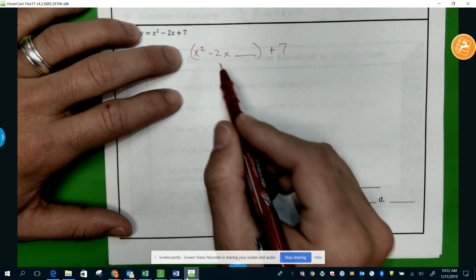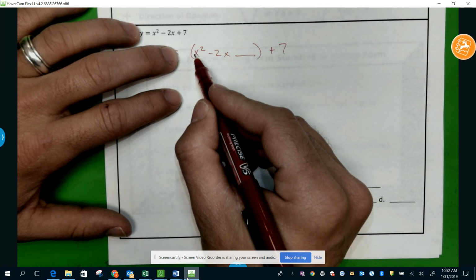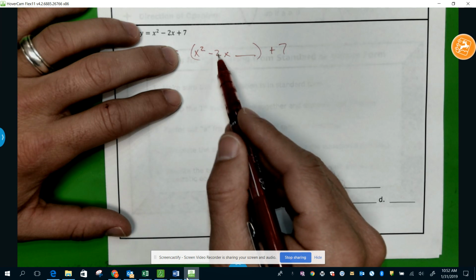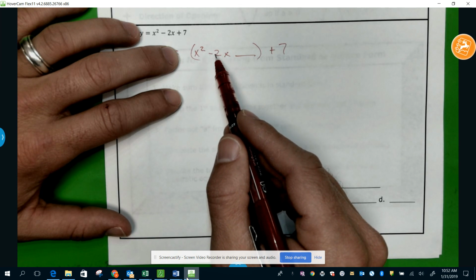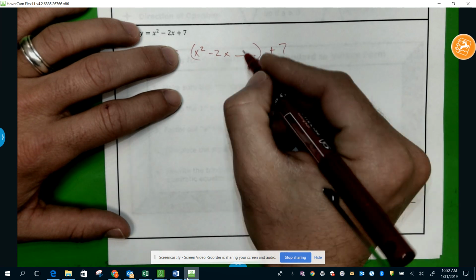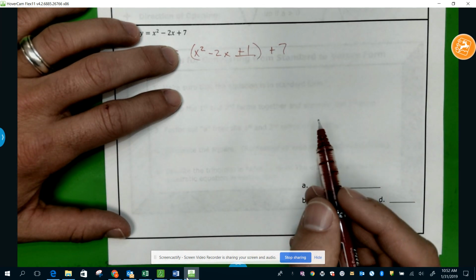Okay, so again, to fill in the blank, we've got to make sure we have a 1 in front of our x squared, which we do. Our a value here is a 1. So we're ready to fill in the blank. Filling in a blank, you've got to take half your negative 2. Half of negative 2 gives us negative 1, and then you square that. So negative 1 times negative 1 is positive 1.